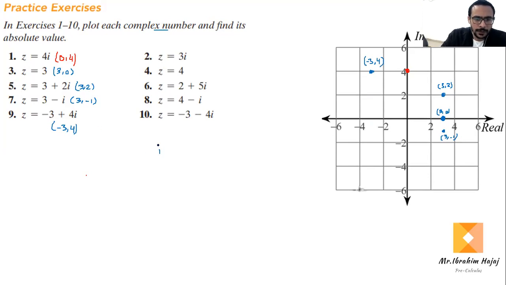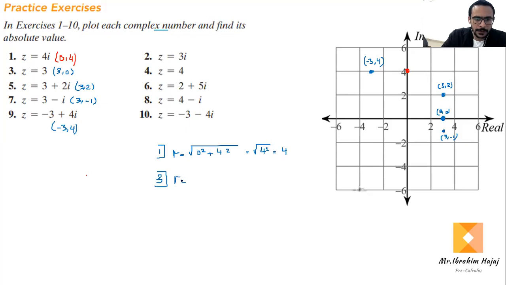To find the absolute value of the first question, number 1, R equals the absolute value, the square root of a squared plus b squared, right? Which is 0 squared plus 4 squared. Your answer here will be the square root of 4 squared, which is 4. Number 3.